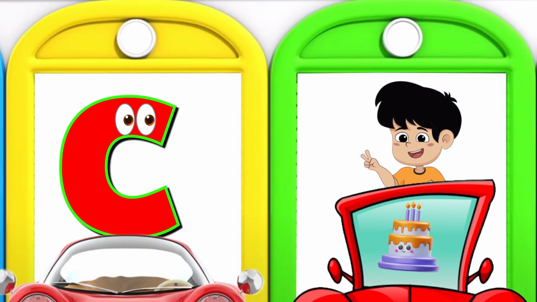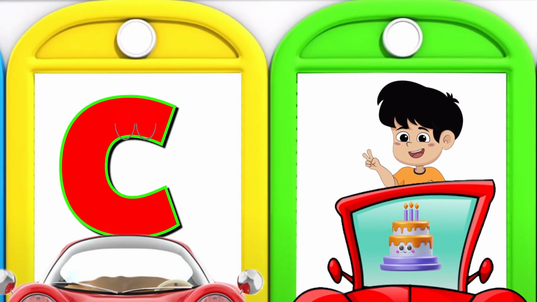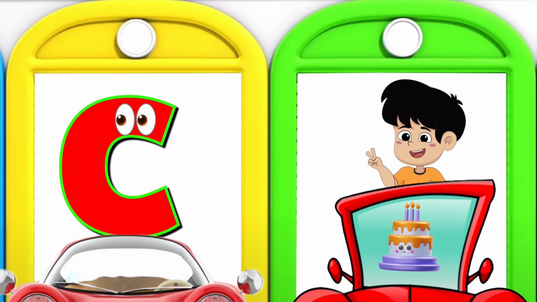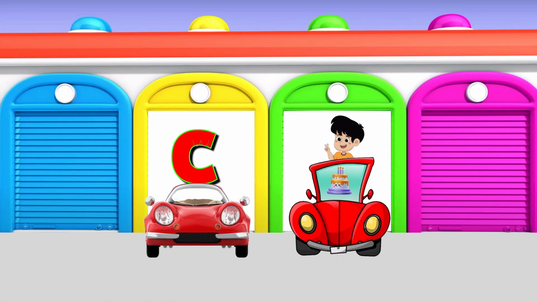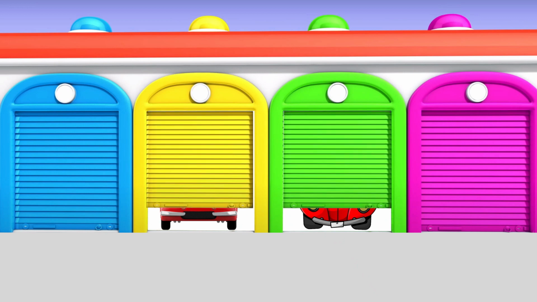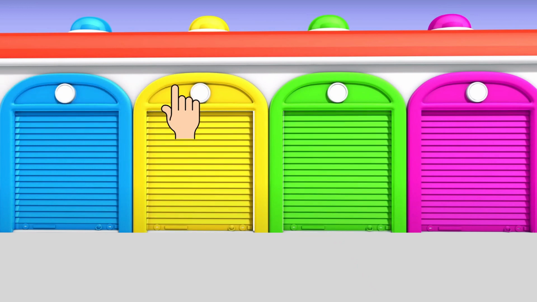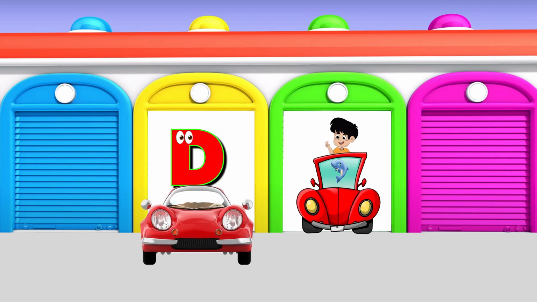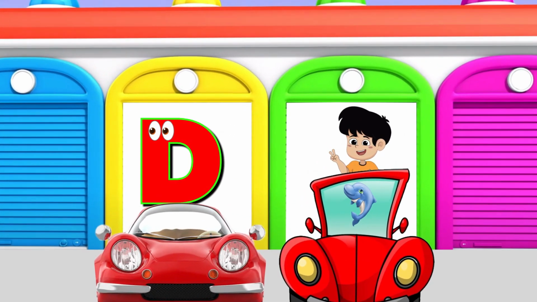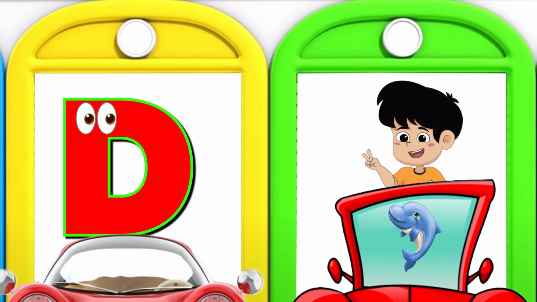C is for cake. K, k, cake. D is for dolphin. D, d, dolphin.